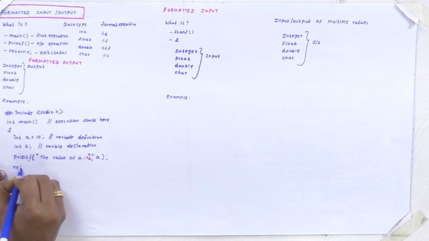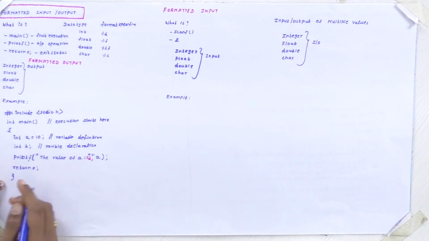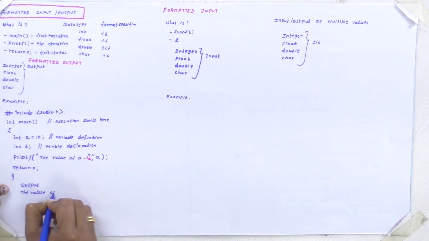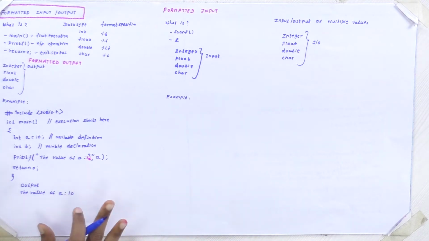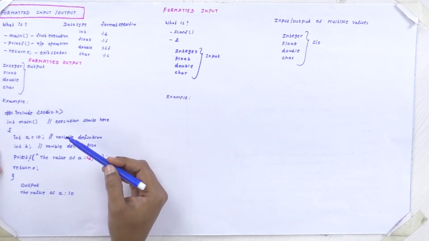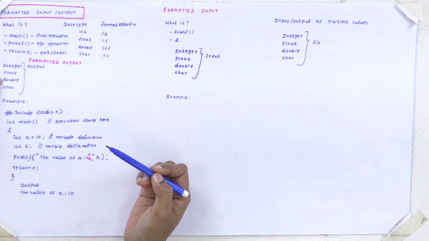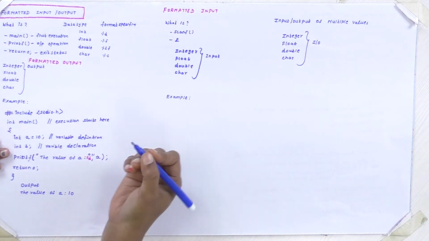Then return. So return refers to the exit status. The program will exit. So the output of the program is the value of a is 10. So this is the output of the program. So next, what you can ask is, what is the format specifier for float, double, character? So the same thing you have to apply in the next program.